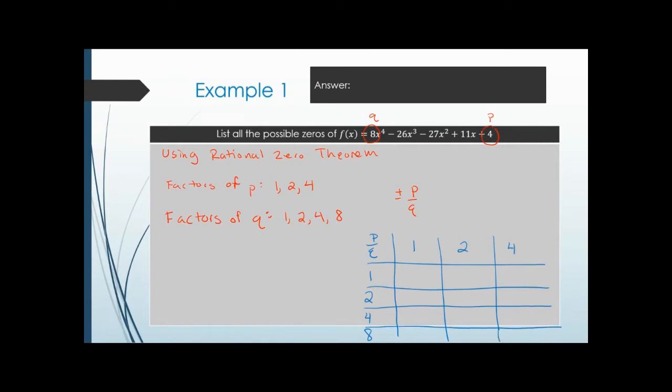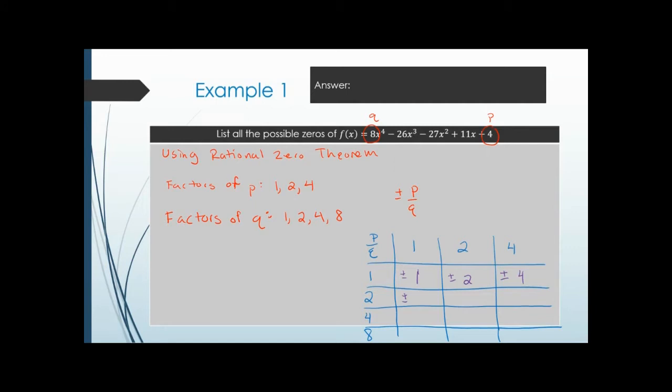And so our factors are plus or minus P over Q. So I have plus or minus 1 over 1, which is just 1. Then moving to the right, I have a P of 2, Q of 1. So that's plus or minus 2 over 1, which is 2. And then moving to the right, 4 over 1 is plus or minus 4.